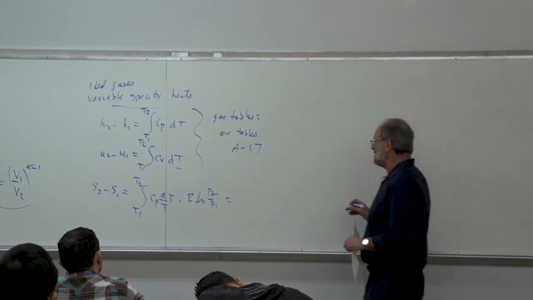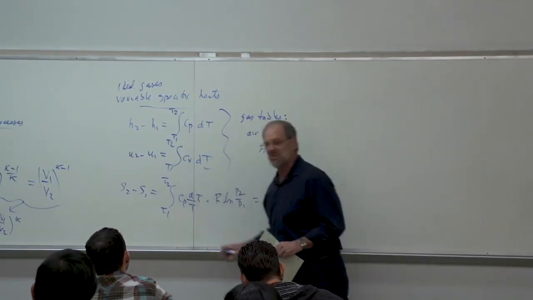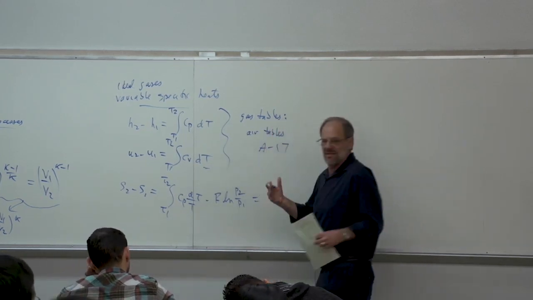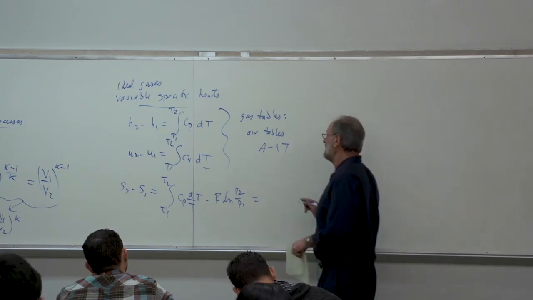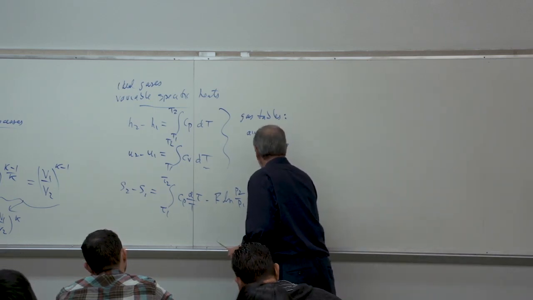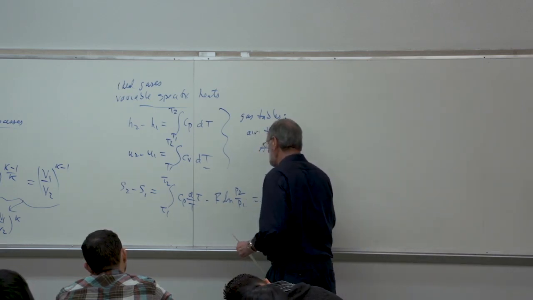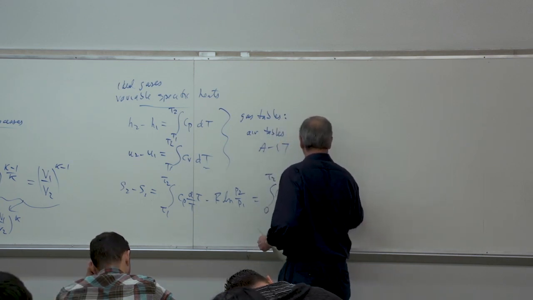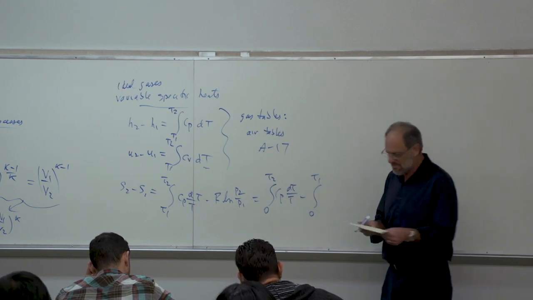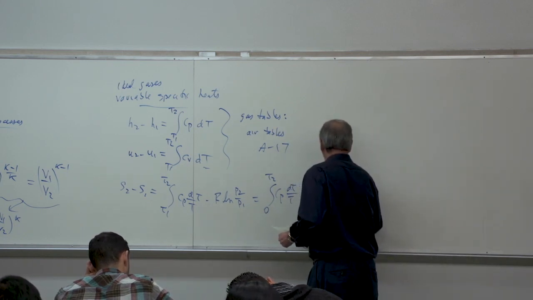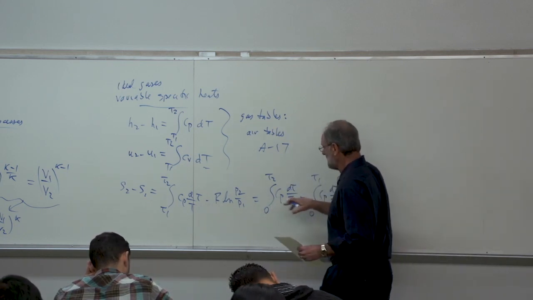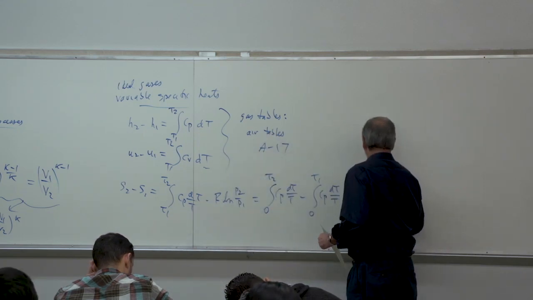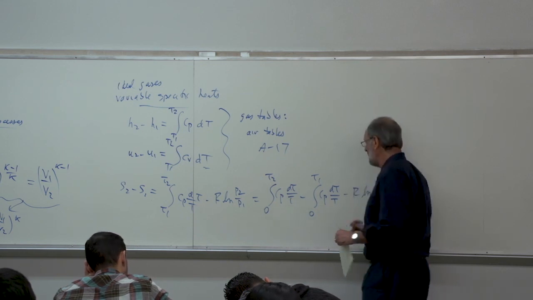So the first thing I want to do is just open up this integral. What we could do, and hopefully you remember doing this in your integral calculus class, we could just turn this into an integral from 0 to T2 of Cp dT over T, and then minus the integral from 0 to T1 of Cp dT over T. So that's the same as this first term, and then minus R natural log P2 over P1.